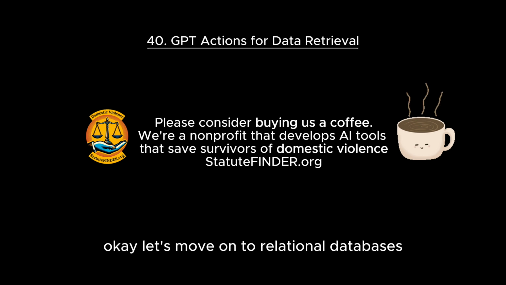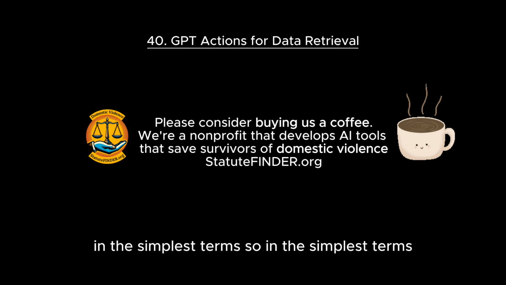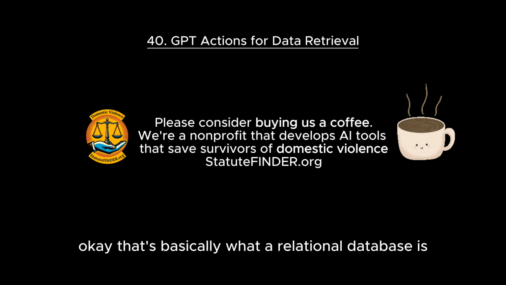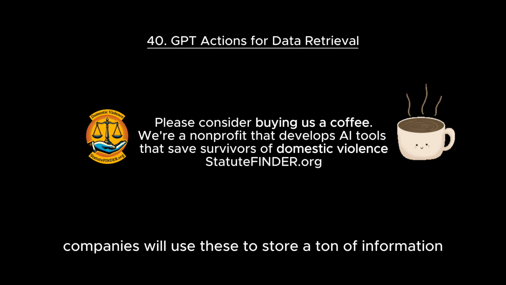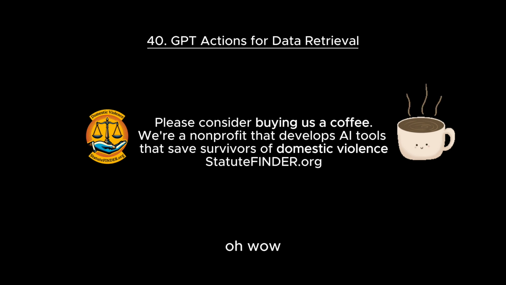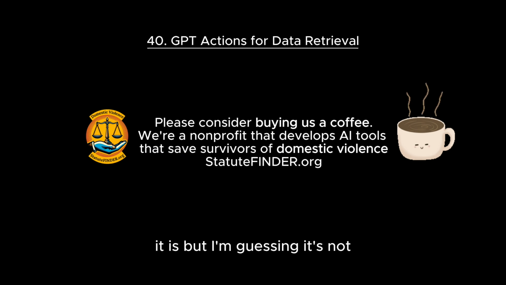Okay, let's move on to relational databases. Yeah. I hear this term thrown around a lot. What are they in the simplest terms? So in the simplest terms, you can imagine a giant spreadsheet with rows and columns. Okay. That's basically what a relational database is. And companies will use these to store a ton of information. Things like customer data, their orders, really anything you can think of. Oh, wow. So it's like a potential gold mine for GPT, right? It is. But I'm guessing it's not just as simple as plugging it in. It's unfortunately not that simple.